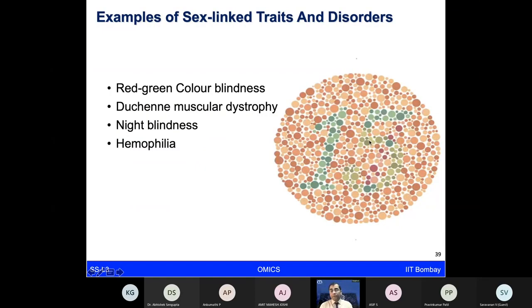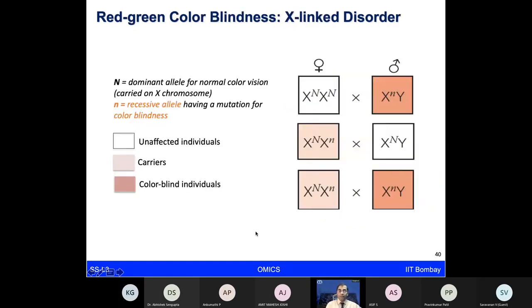I'm sure all of you can read this particular number, that it is 15 in green color on a red background. These are the kind of tests which people also do when they go for railway exams and other kinds of military exams. They also want to make sure that the individual does not have color blindness, right? So these diseases or traits are linked to a specific chromosome, and these are known as sex-linked traits.